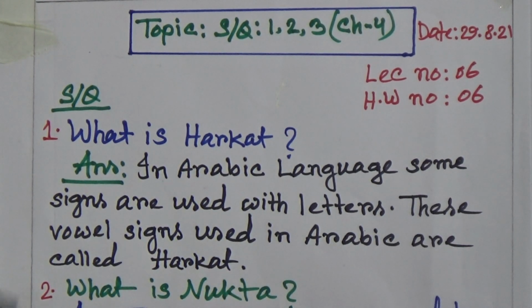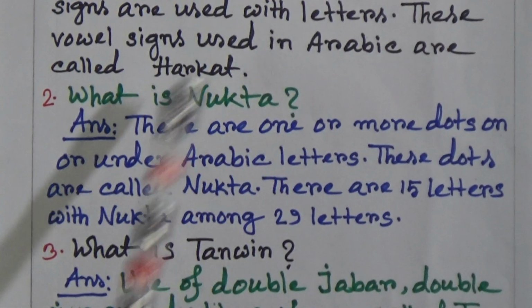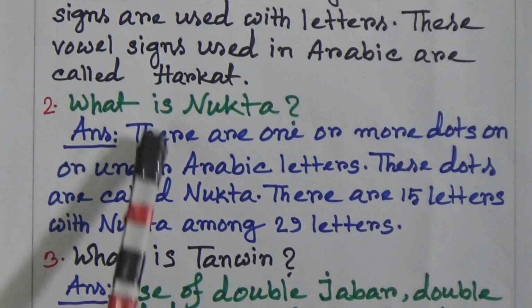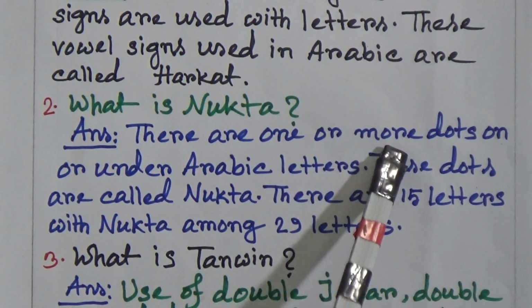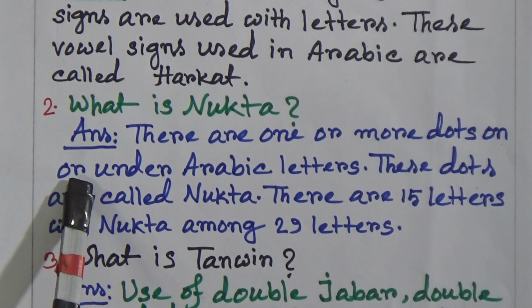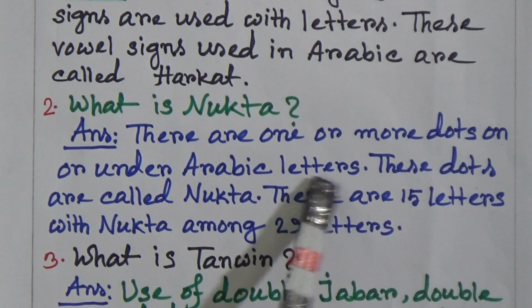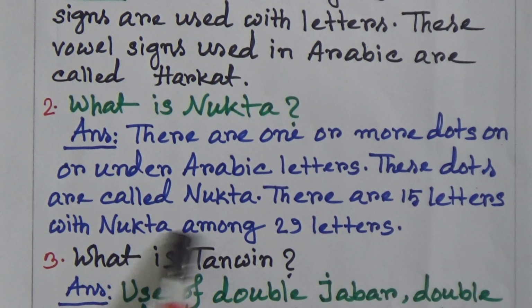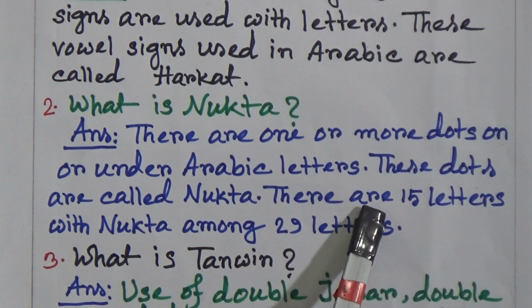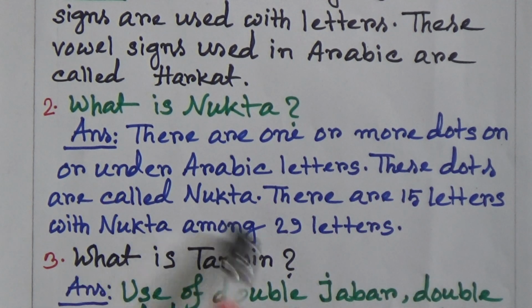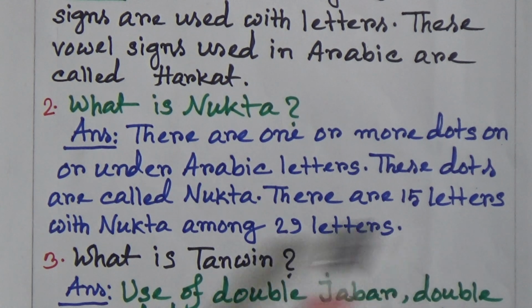Now number 2, what is nukta? And the answer will be, there are one or more dots on or under Arabic letters. These dots are called nukta. There are 15 letters with nukta among 29 letters.